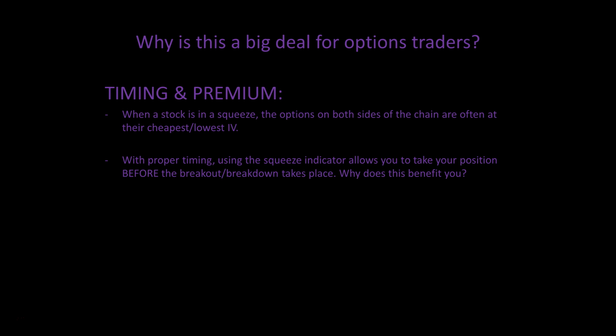If you're somewhat familiar with options, you know if a stock's making a move towards the upside, calls gain in value, puts lose in value. If a stock's making a move to the downside, puts gain value, calls lose value. But as a general statement, when a stock is just tightly chopping back and forth in a nice consolidation, that's when they're both pretty lackluster, right? There's not big demand for the options. There's not big implied volatility. They're pretty damn cheap.